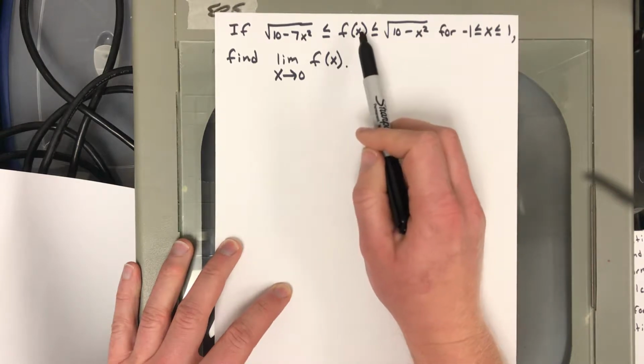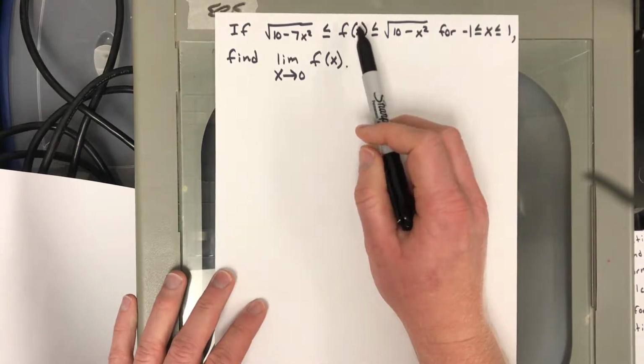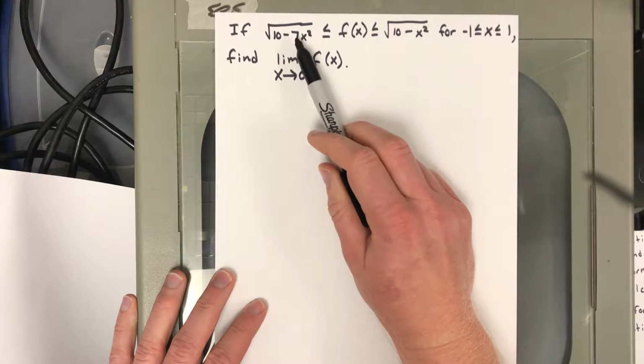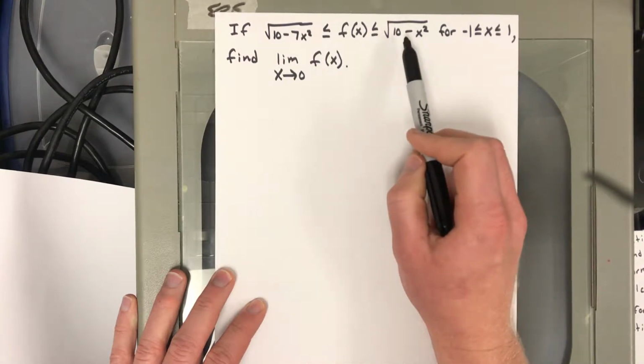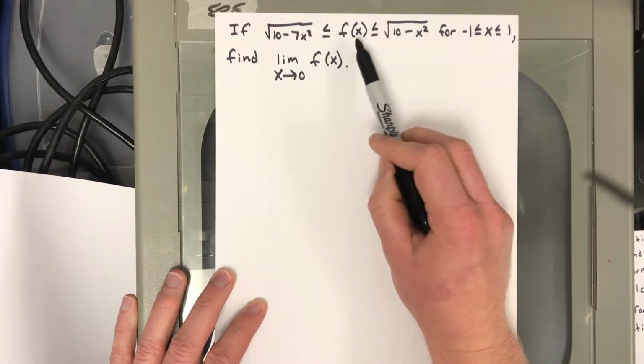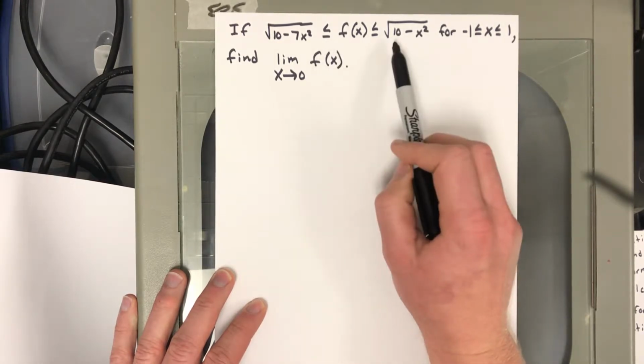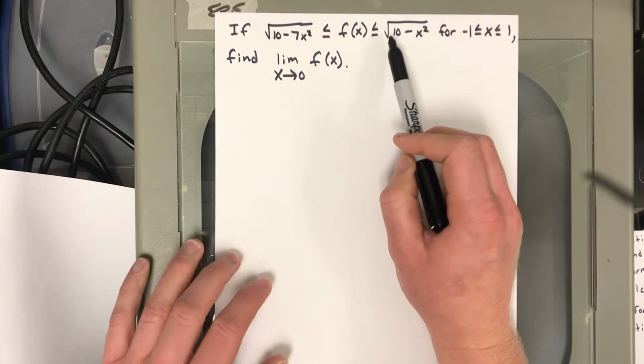So if we find the limit as x approaches 0 for this function, and we find the limit as x approaches 0 for this function, we know f of x's limit as it approaches 0 is going to be between those two things. That's kind of the squeeze. That's the idea behind the squeeze theorem.